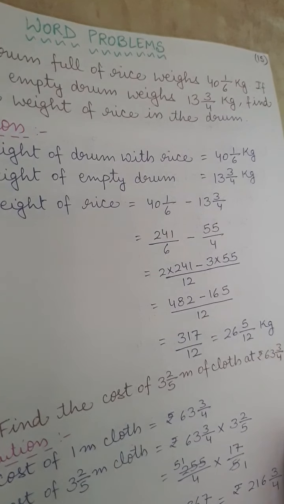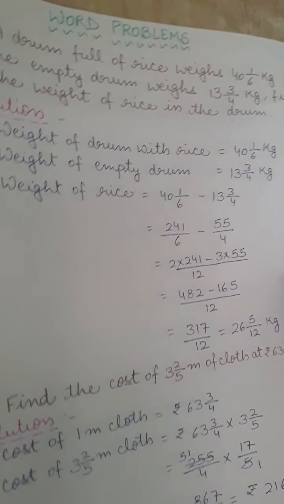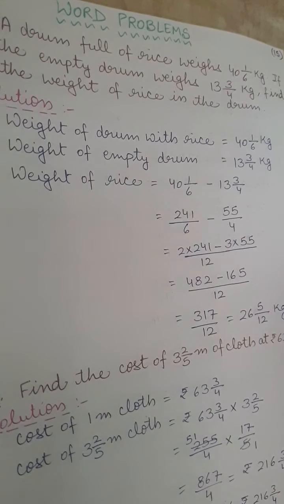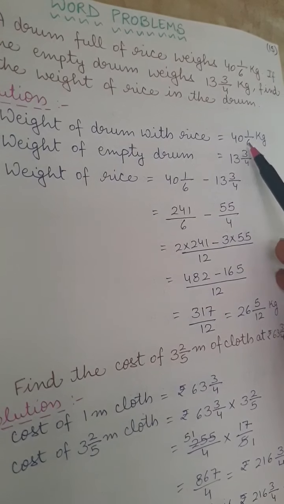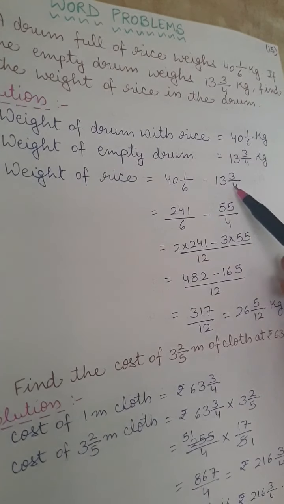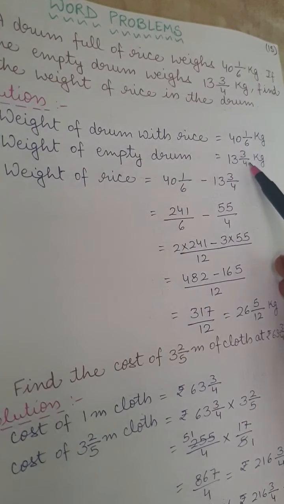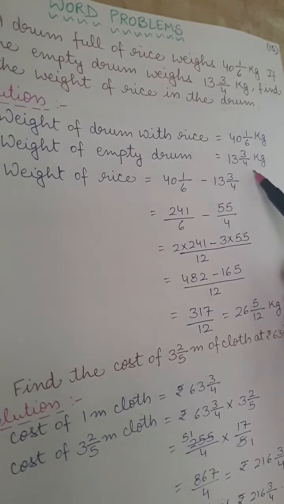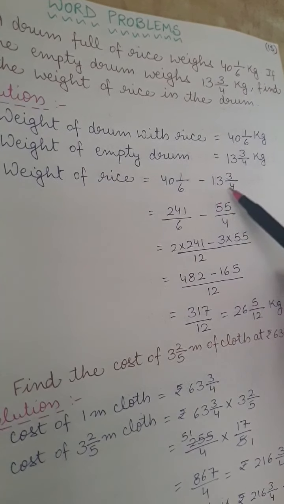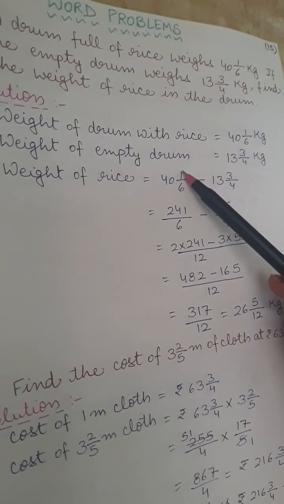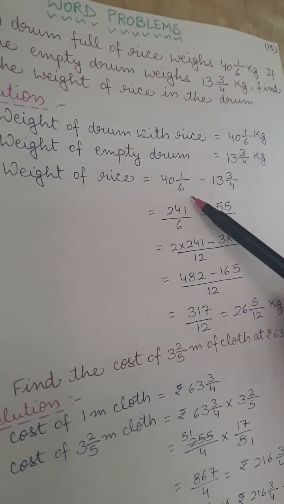So what you have to find out now? You have to find out the weight of rice. So what you have to do? From the weight of the drum with rice, if we subtract the weight of the empty drum 13 and 3/4, then the weight of rice will be obtained. Fine. First we have to simplify it.